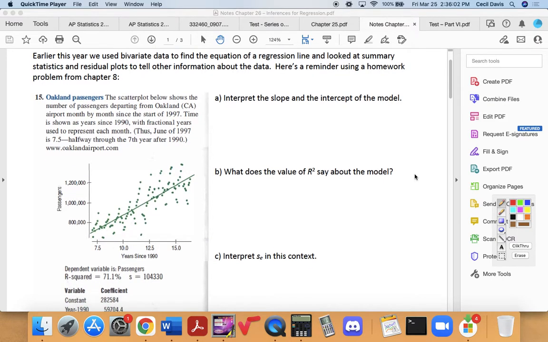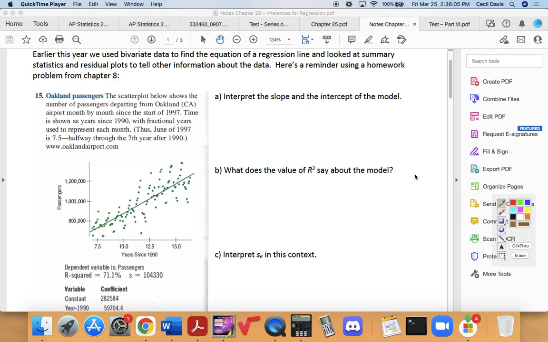So remember earlier we did regression lines. There are some parts of them that we will bring back for this. We call that bivariate data. The X changed and the Y changed. We looked at summary statistics and residual plots and all that kind of stuff. Do you remember looking at residual plots? They had to be evenly distributed around the line. Yes, all that stuff comes up in this unit.